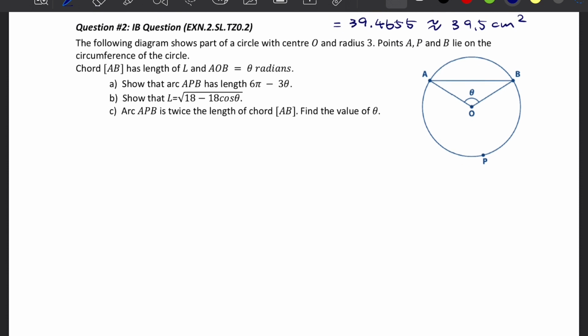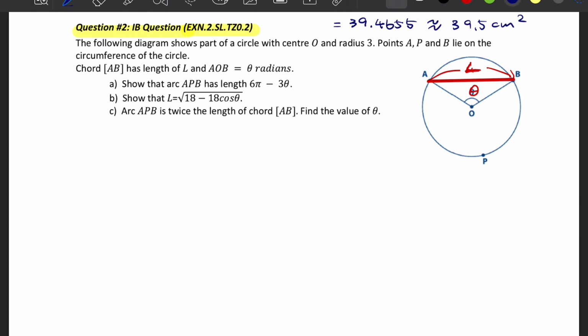Question number 2. We have an IB question from the example paper. This diagram shows part of the circle with the center O and radius 3, and we have A, P, B on the circumference of the circle. We have chord AB, this part, that has a length of L. And the angle at O has an angle theta radians.